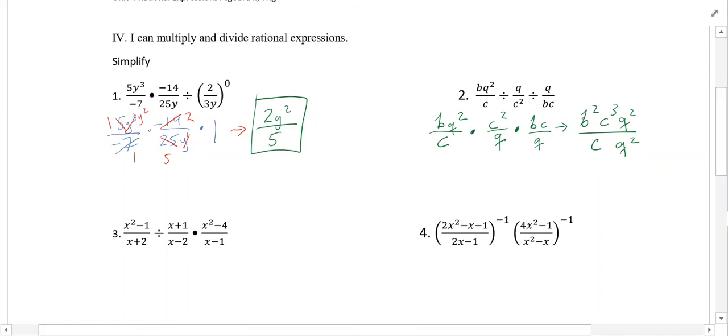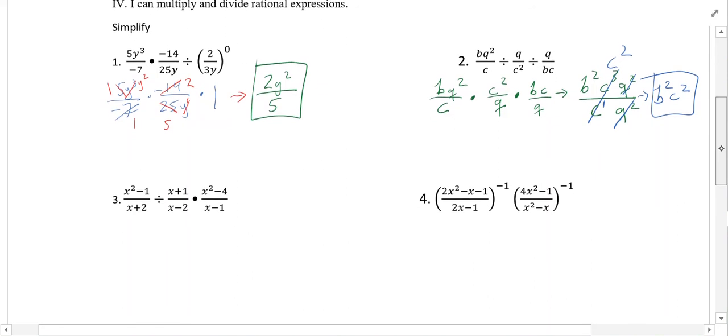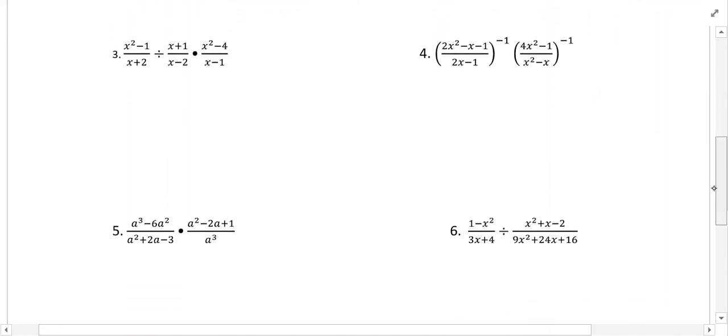So now I can go ahead and simplify. There's nothing to simplify the b squareds with, but this c to the third and this c to the first on the bottom, those can reduce. So I'm left with c squared on top, and q squared in the numerator and q squared in the denominator can simplify. So what I'm left with here, in the numerator, I just have b squared c squared. So here's my answer.